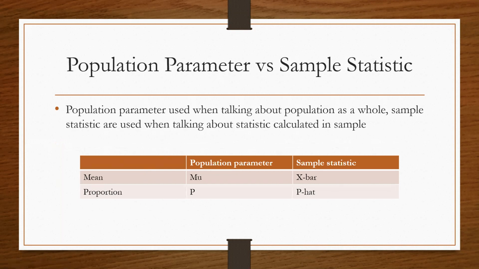Population parameter versus sample statistic. The parameter is used when talking about the population as a whole. It's what you really use to make generalizations. The statistic is used when talking about a very small sample. Some examples: for mean, you have the population parameter mu and the sample statistic x bar. For proportion, you have the population parameter p and the sample statistic p hat.